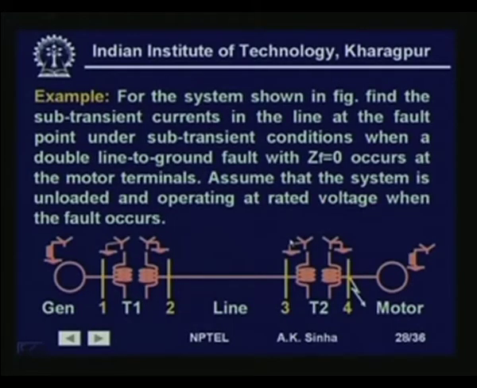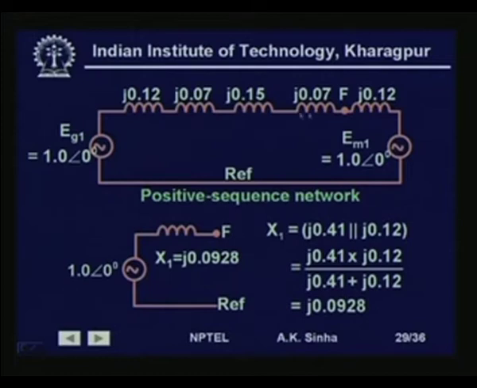Again, we will take the same example, except that in this case we have taken the fault to occur at bus 4. So, again the fault is with ZF equal to 0, a double line to ground fault at bus 4. So, what we need to do is compute the sequence network at the fault point. So, we have drawn the positive sequence network, which is the same as what we have drawn earlier, except that the fault point is here. So, now we need to find out the reduced network between fault and reference.